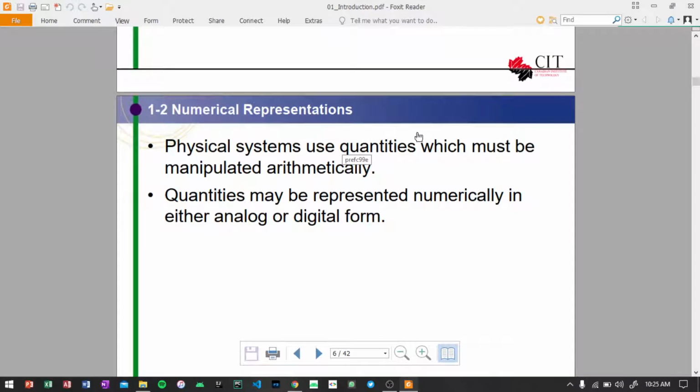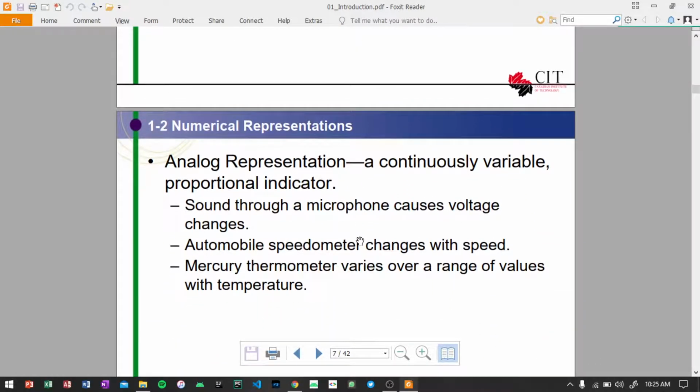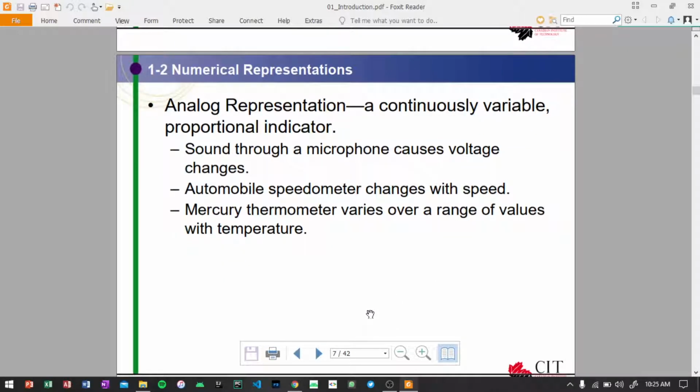We have a physical system with quantities which must be manipulated arithmetically. The quantities may be presented numerically in either analog or digital form. Analog representation is a continuously variable, proportional indicator. Sound through a microphone causes voltage changes.